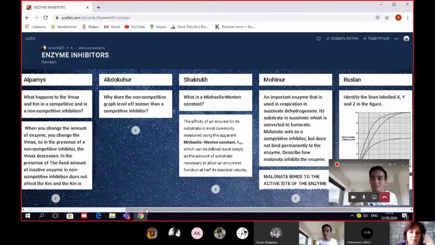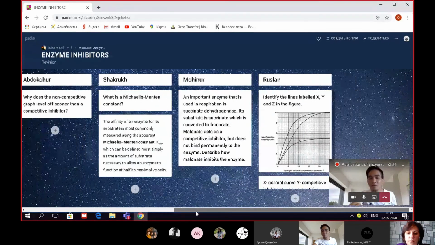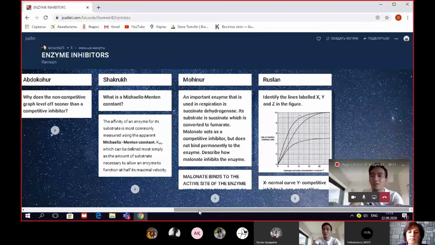What is a Michaelis-Menten constant? It's the affinity of an enzyme for its substrate, most commonly measured using the apparent Km, which can be defined most simply as the amount of substrate necessary to allow an enzyme to function at half its maximal velocity. So in a graph, you can see the Km by looking at the substrate concentration at 1/2 of the Vmax. So that's correct. It's a measure of the affinity, how good the substrate is at being attracted to the enzyme.